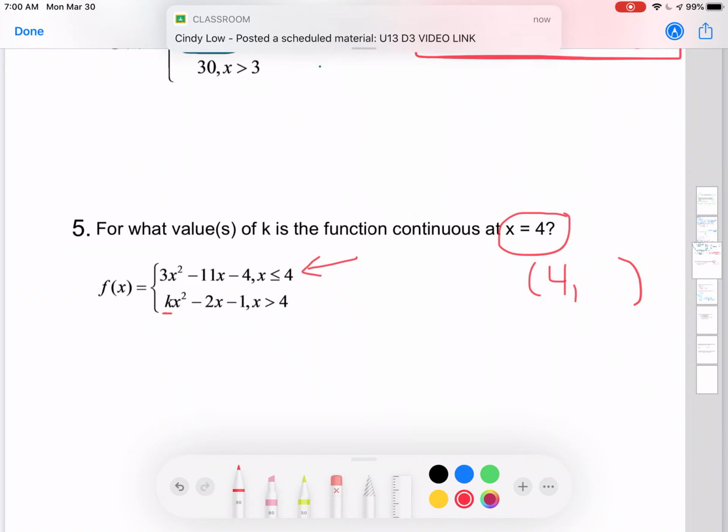Okay, so let's go ahead. You know what, all these things are going to be popping up now because it's 7. So I'm just going to leave them.